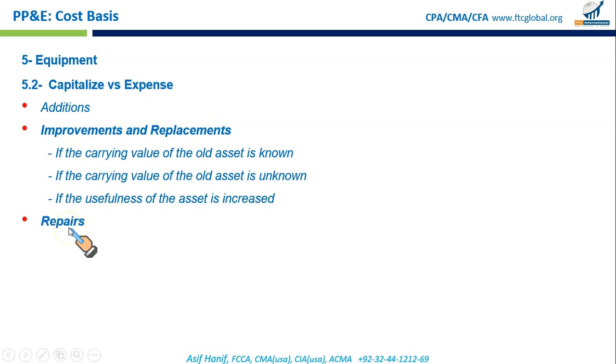Repairs are treated as an expense and simply charged as maintenance. So there is a difference between two types of repairs, ordinary repairs and extraordinary repairs. So ordinary repairs are just like repairs, we charge it as an expense to the income statement. But if it's an extraordinary repair, meaning significant in amount, it should be capitalized if it increases the asset's value. So these will be treated in the same way as if it's an addition or improvement to the asset.